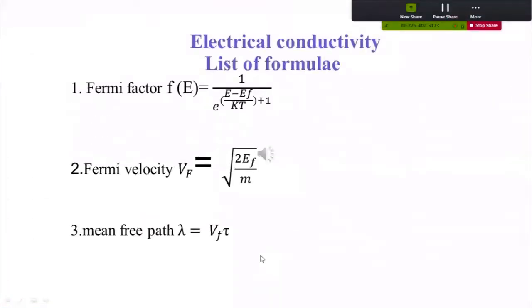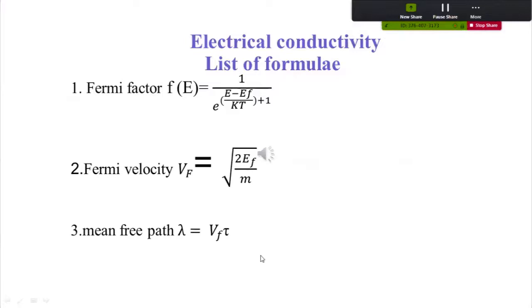Now we will discuss the problems on electrical conductivity. Before solving the problems, we need to know the list of formulas in this particular chapter. The first formula you need to know is the Fermi factor, denoted by F of E. F of E equals 1 over e power (E minus EF) divided by KT, plus 1.